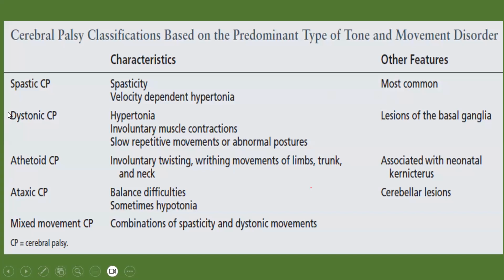You can also classify CP according to spastic, dystonic, athetoid, ataxic, or mixed movement types. These are the ancient classifications. This is what we used to classify them in the past. The most modern classification is the gross motor functional classification, or to shorten it, the GMFCS system.